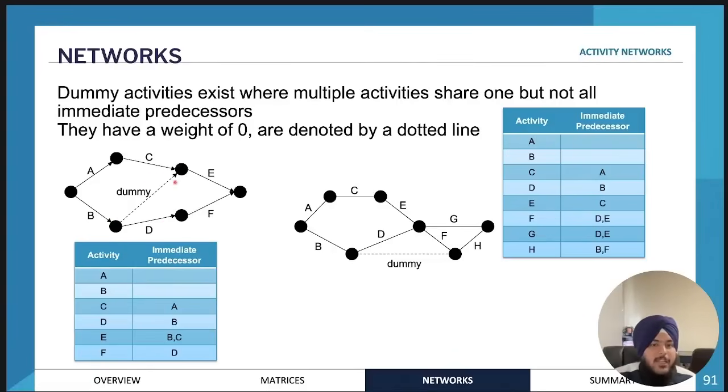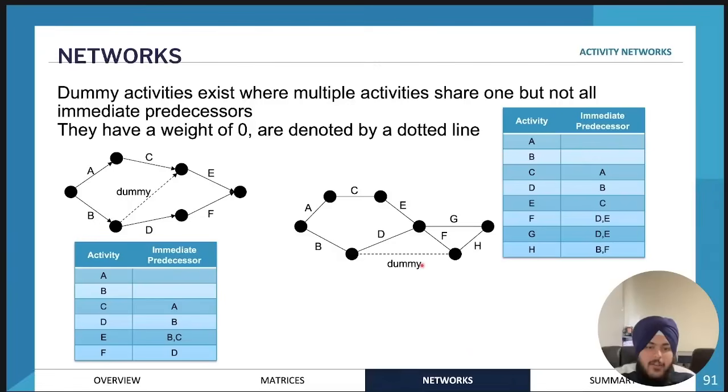So a dummy activity is used where multiple activities share one but not all immediate predecessors. And by drawing up that dummy activity, essentially what we're doing is, if we draw a dummy activity here, what we're showing is activity D has an immediate predecessor of activity B. But activity E has immediate predecessors of activity C and also activity B. So that's what it's used to show.